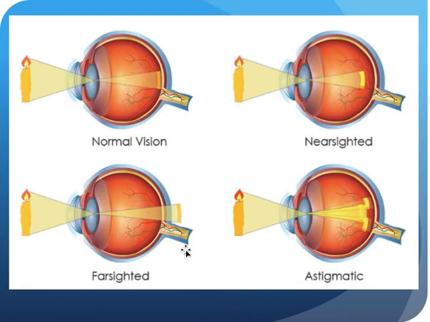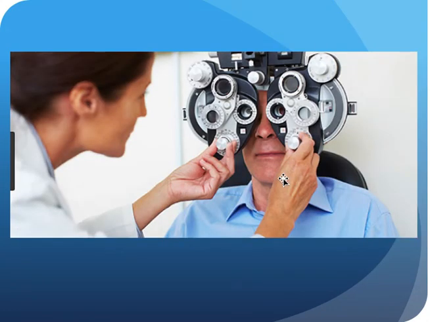So here's just a picture of normal vision where I'm getting proper focusing. Nearsighted focuses too early. Farsighted doesn't focus quick enough. And then astigmatism is where I get this distorted focusing. Okay, and then this is how we fix things, right? You go in and they put these lenses on and they can switch things.